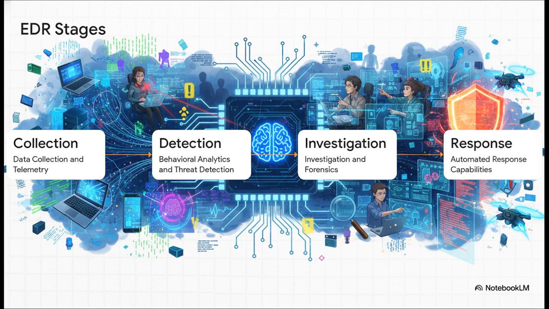So let's pop the hood and see how this actually works in practice. It all happens in 4 main stages. First up, data collection and telemetry. EDR gathers a massive amount of data right from the devices, stuff like process activity and network connections. Second, behavioral analysis and threat detection, where it analyzes all that info. Third is investigation and forensics, giving the security team the clues they need to trace the root cause. And fourth, automated response capabilities, which step in to contain the threat immediately.